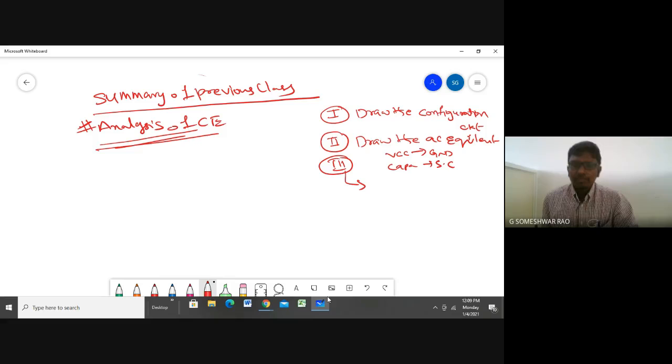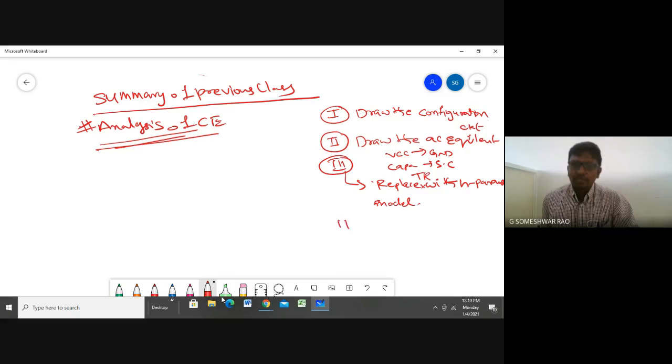And what is the third one? After drawing an AC equivalent, we will be having some transistor. That transistor must be replaced with the H parameter equivalent model. Yes or no? Replace the transistor with the H parameter equivalent model. So we are supposed to do this.